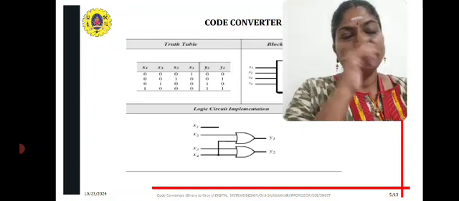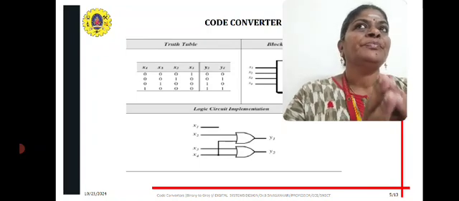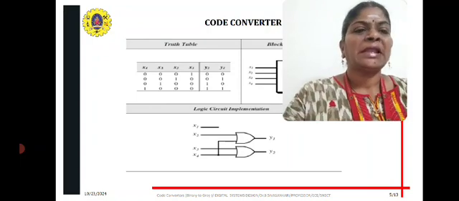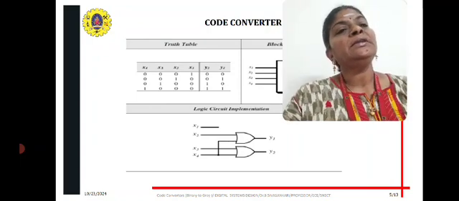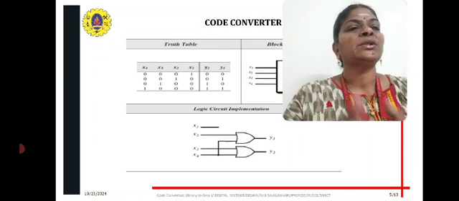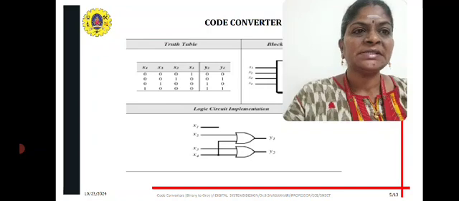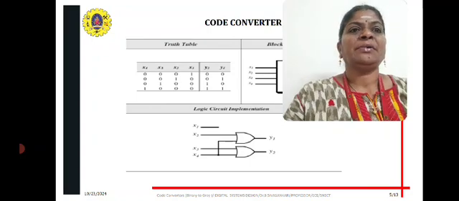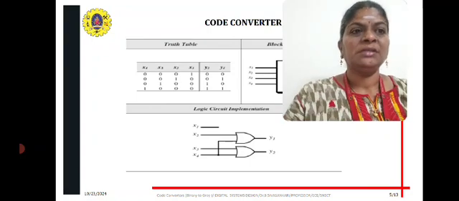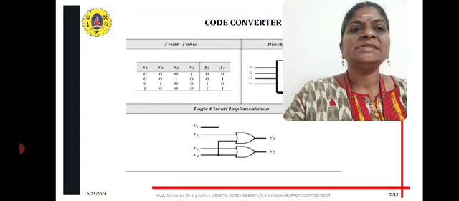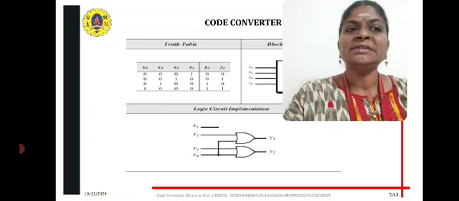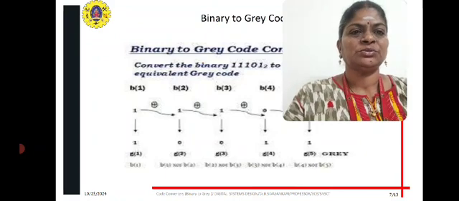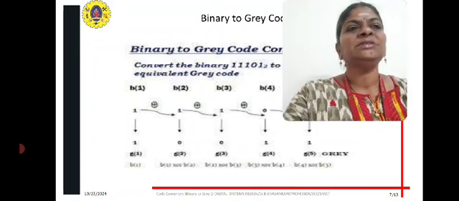In binary to gray, there are two parts: the analysis part and the design part. In the analysis part we start with the circuit, completely understand the circuit, and end with the truth table. But in the design part we start with the truth table and end with a logic circuit. This is the main difference between analysis and design, right? So in code converters also we start with the truth table and end with a logic circuit.